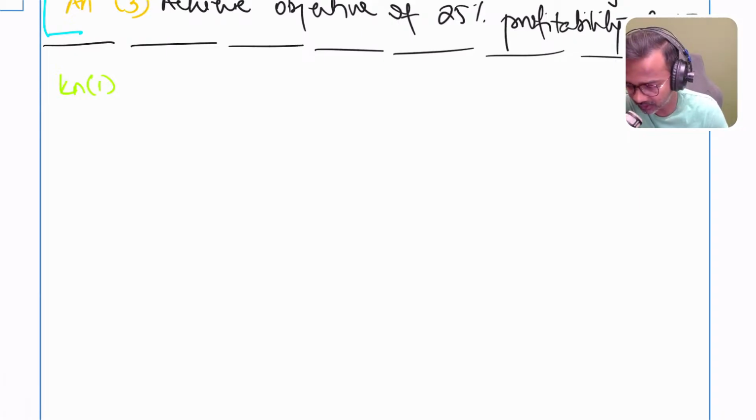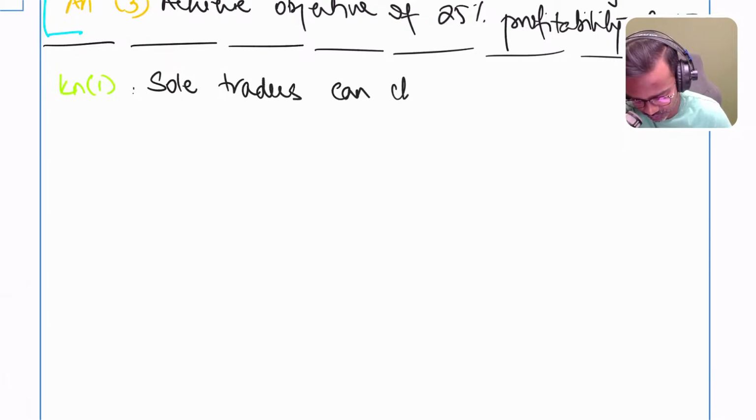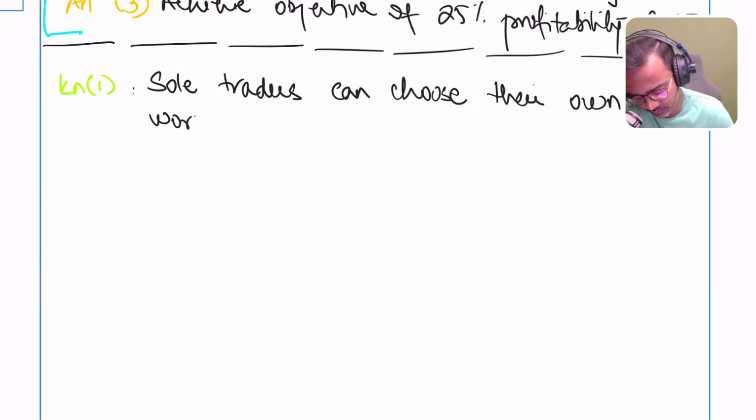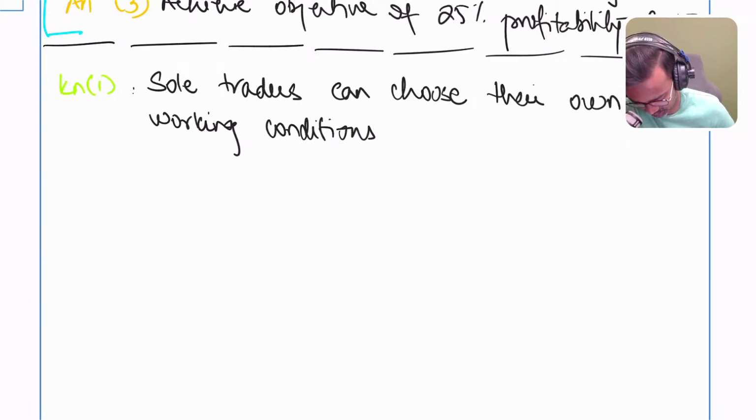And I can talk about that he gets to keep all the profit. I can talk about that he gets to choose the working conditions. Let's talk about working conditions, right? Why not? So, sole traders can choose their own working conditions, right? And then how will I link it to the case study?